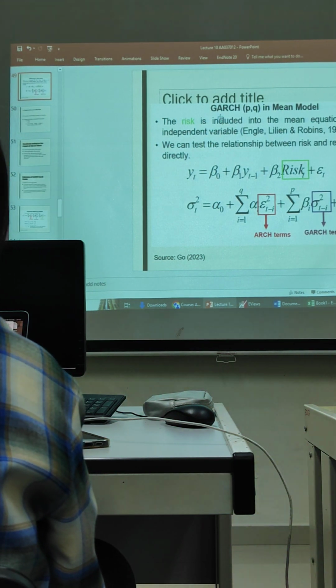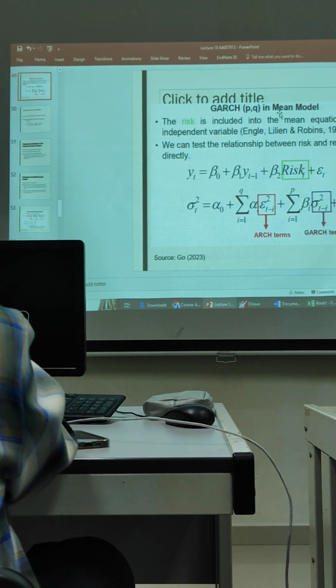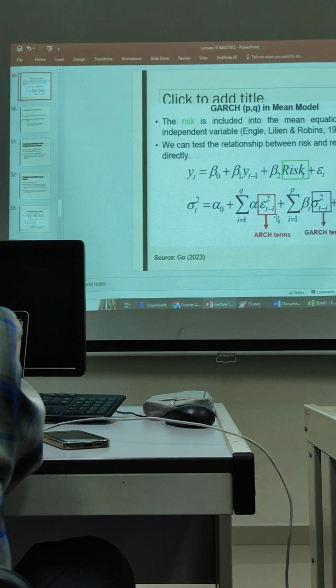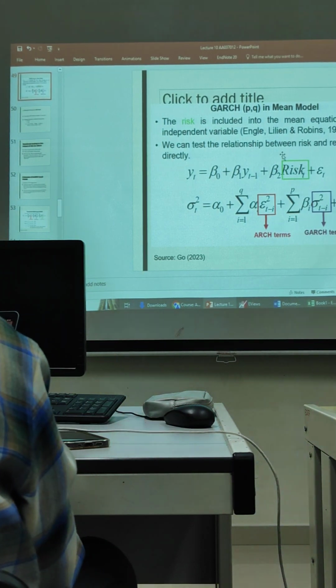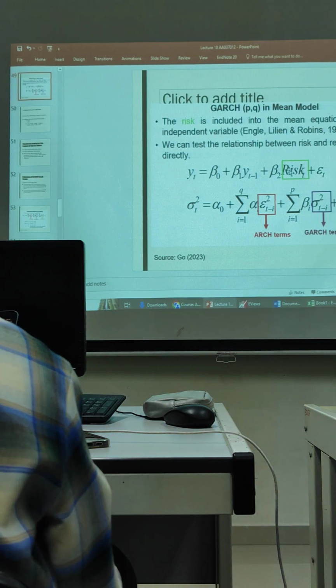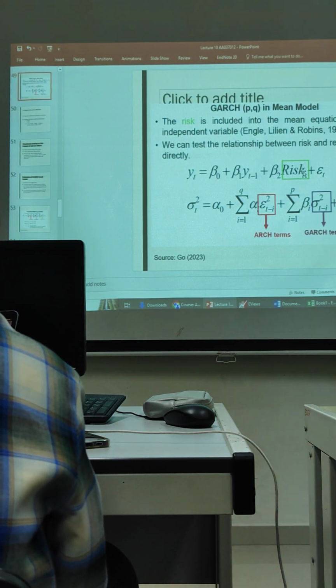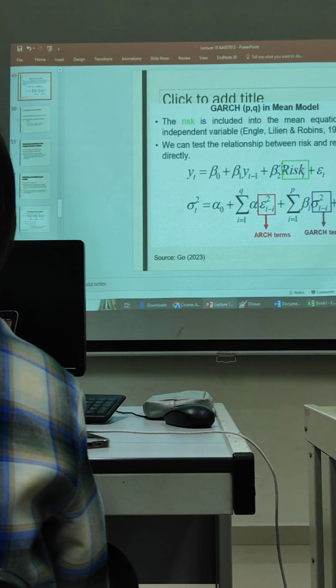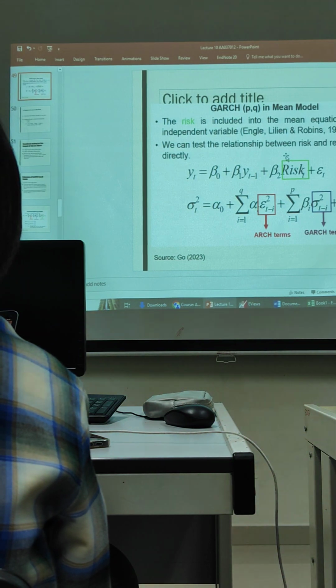So another model is the GARCH-in-mean. If you want to study the risk on the return, you use the volatility model to generate the risk. This is my return, and the risk is inside your mean model. How are we going to study it? I can use the GARCH-in-mean model. After I estimate this model, I get the risk series, and I put it inside my mean model. So we call it GARCH-in-mean.